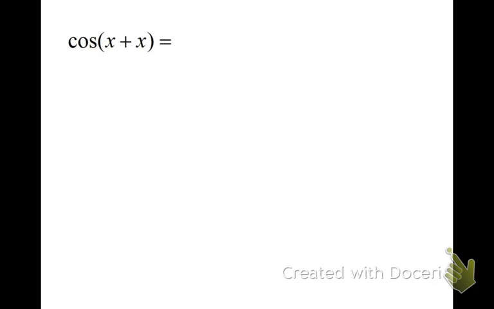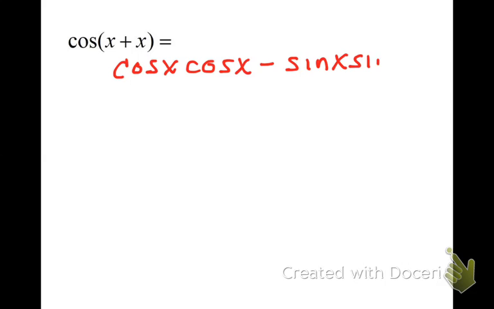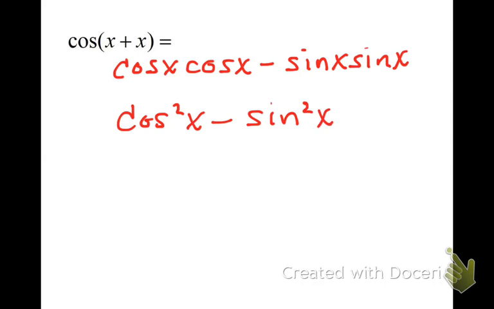Let's take a look at cosine. Cosine's formula is cosine cosine minus sine sine. Well, cosine times cosine would be cosine squared minus sine squared. Do not confuse this with cosine squared plus sine squared, which turns into 1. This is its own identity.